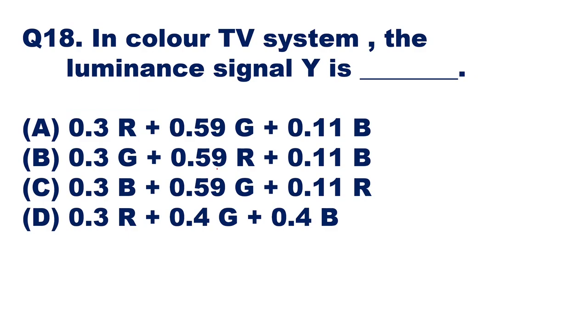In a color TV transmission, the luminance signal Y, that is the brightness signal Y, is a combination of RGB, but what is the percentage of RGB? So we know that when we studied color TV, a combination of RGB to produce the brightness signal or the luminance signal Y is 30% red, 59% green, and 11% blue. So it is 0.3R, 0.59G and 0.11B. So option A is the right answer here.